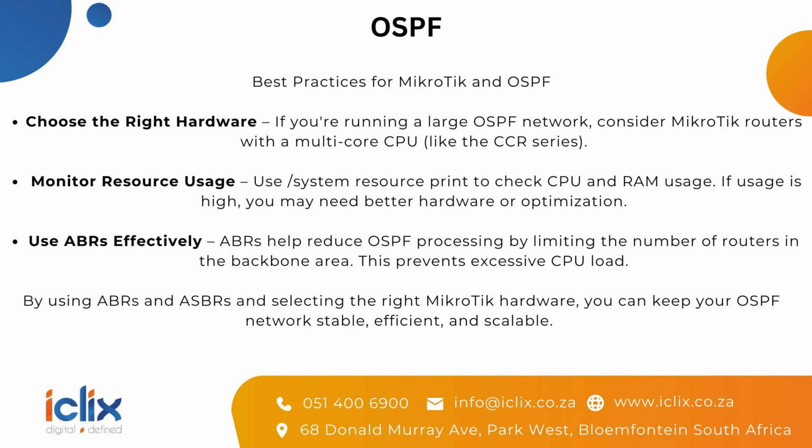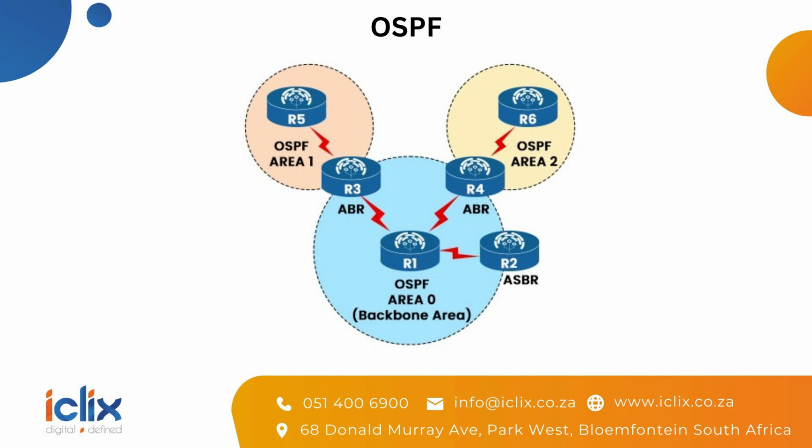By using ABRs and ASBRs and selecting the right Mikrotik hardware, you can keep your OSPF network stable, efficient, and scalable. In the picture, you can see a network design with multiple OSPF areas. The Area Border Router, ABR, is responsible for connecting different OSPF areas, while the Autonomous System Boundary Router, ASBR, is used to connect the OSPF network to external networks. This setup helps manage and route traffic efficiently across multiple areas while maintaining scalability and performance.